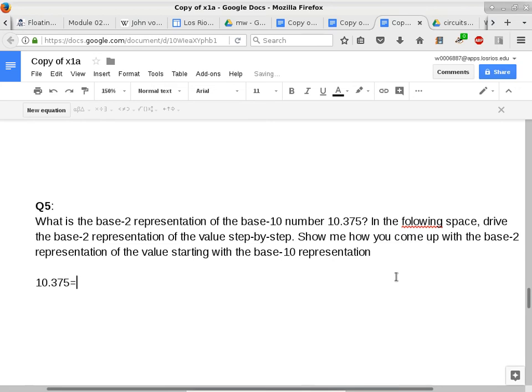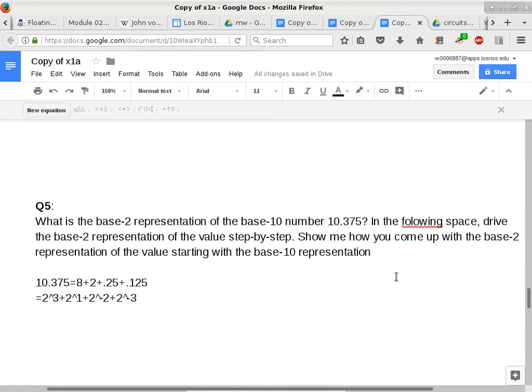10.375 is, I want you to express it as a sum of powers of 2. So in this case, it is 8 plus 2 plus a quarter, and then plus an eighth. Okay? And then you look at the 8 as 2 to the power of 3, and then the 2 is 2 to the power of 1. The quarter is 2 to the power of -2, and then the eighth is 2 to the power of -3.